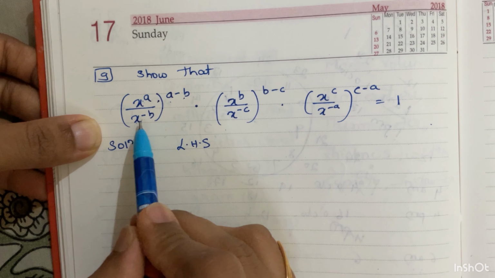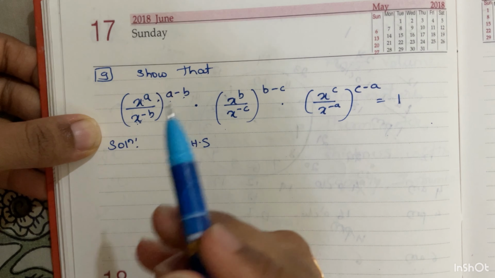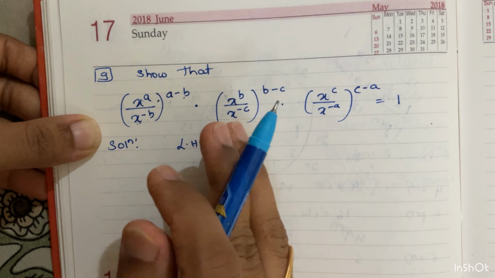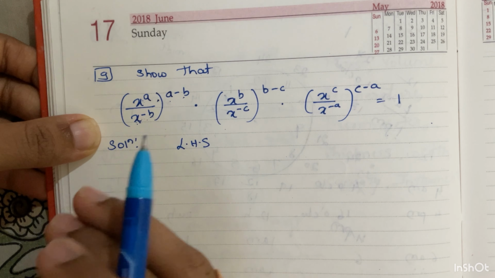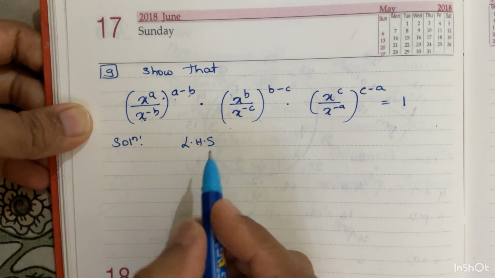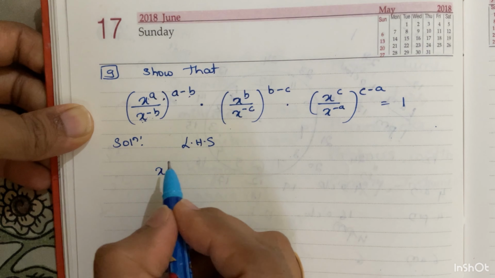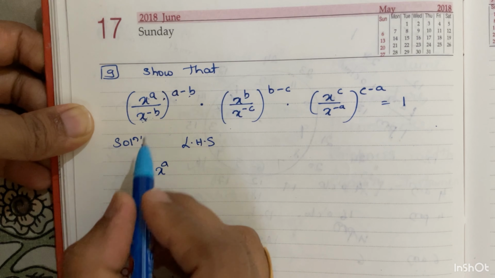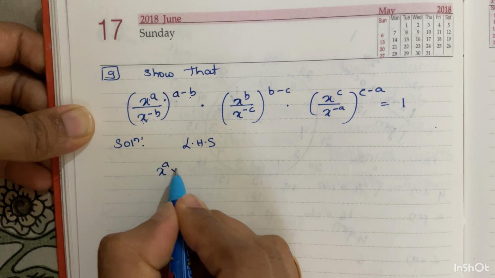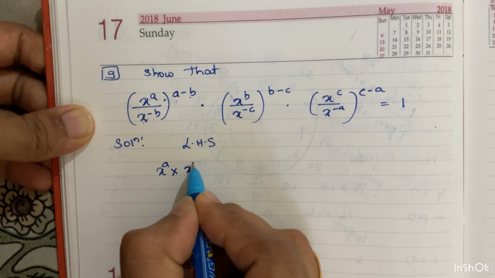Instead, I'll shift this x raised to the power minus b to the numerator. As we know, if the power is in negative form, we always make it positive by taking the reciprocal. The same thing I'm doing here. When I send it to the numerator, the division converts to multiplication, and the power gets a plus sign, that is plus b.